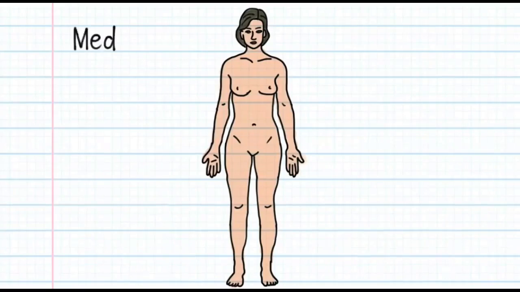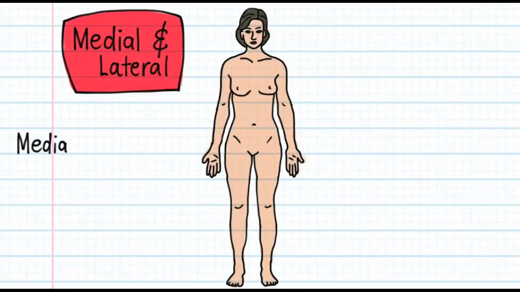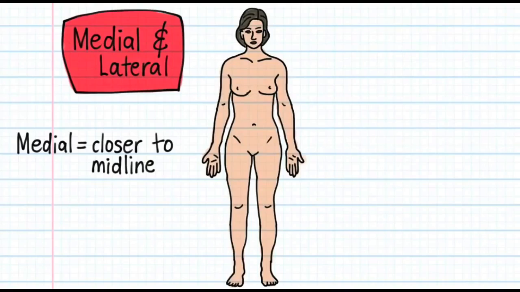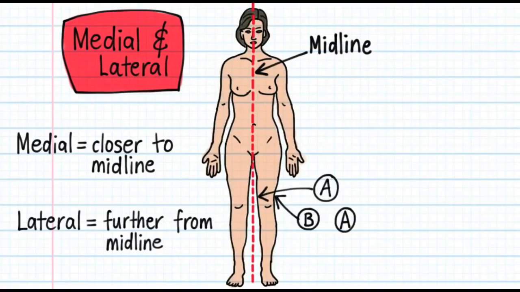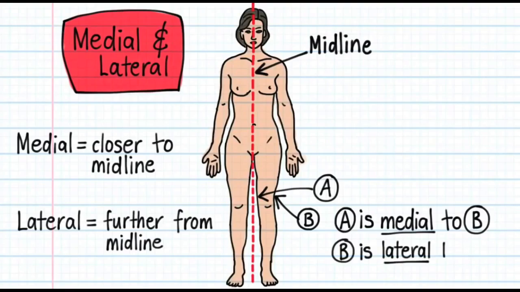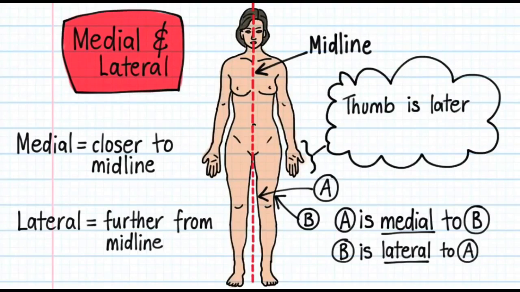Next are the terms medial and lateral. Medial means any point closer to the midline of the body. The midline is an imaginary line that cuts the body in half vertically. Lateral means any point away from the midline. For example, in this drawing, point A on the leg is medial to point B because point A is closer to the midline. Alternatively, you could say that point B is lateral to point A because point B is further away from the midline. Another example would be your thumb being lateral to your little finger on your hand.